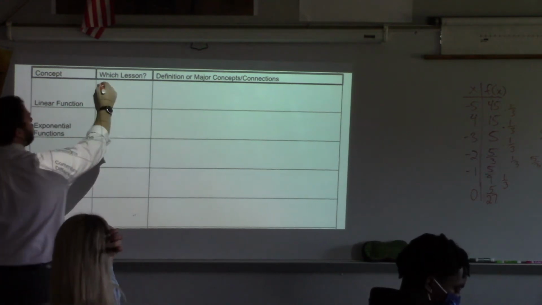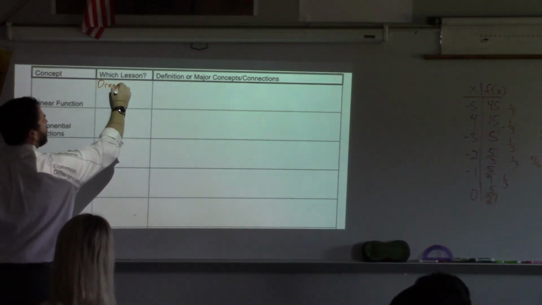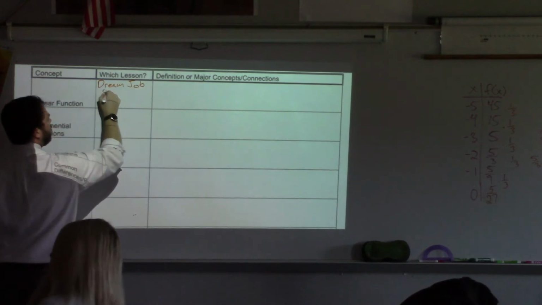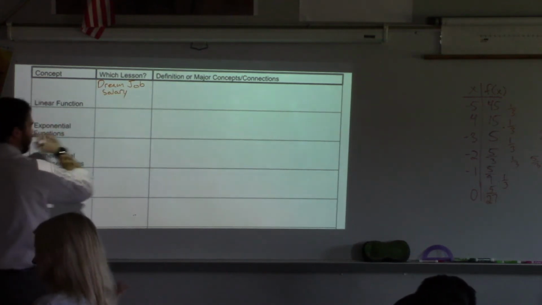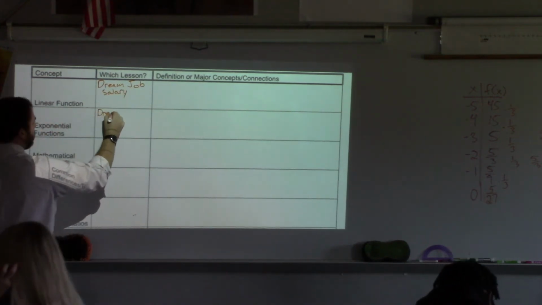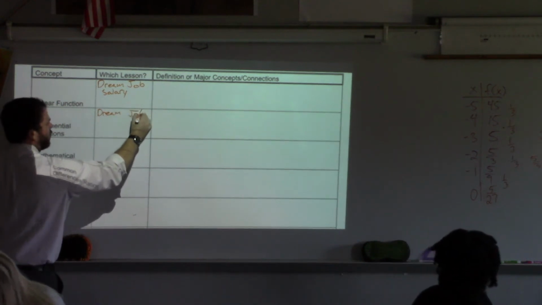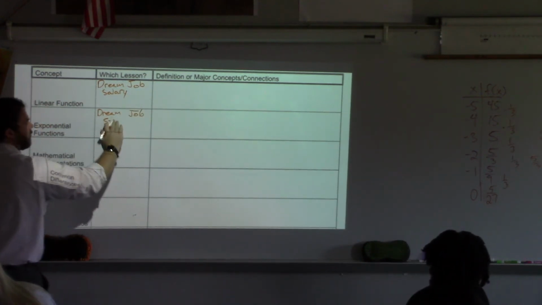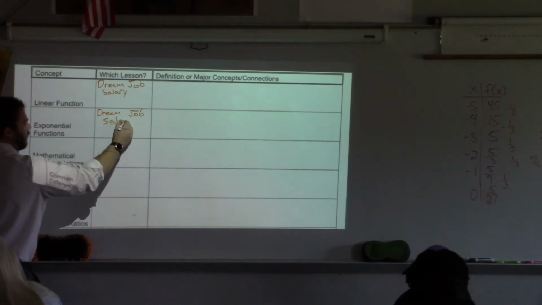So we've got quadratic. Dream job salary. Increase, drop, salary. You can do dream job salary for the first three. I would 100% agree with that. Is there anything else that we can put it with? Common differences. There we go, right?